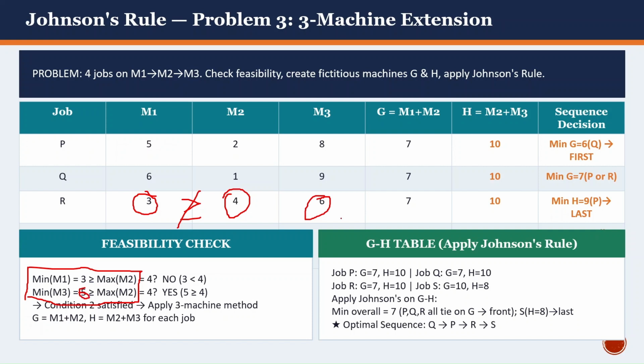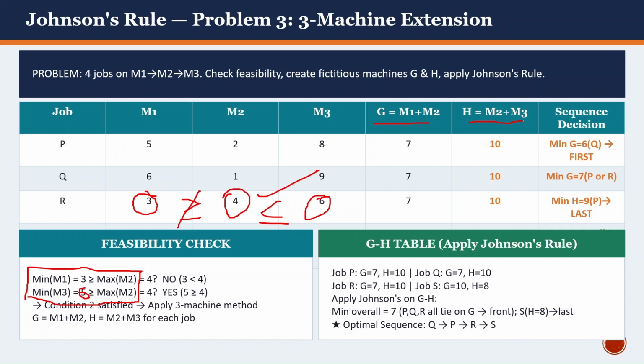Now this 6 is the minimum value at M3. So this 6 value is greater than the maximum of M2. So this condition is true. Now if this condition is satisfied, then we can apply Johnson's algorithm, that is G equals M1 plus M2 and H equals M2 plus M3. So this we can apply, and it will be applicable only when this condition is satisfied.